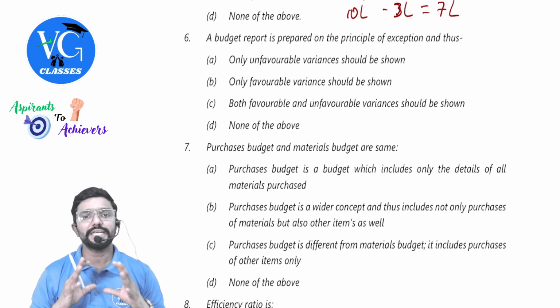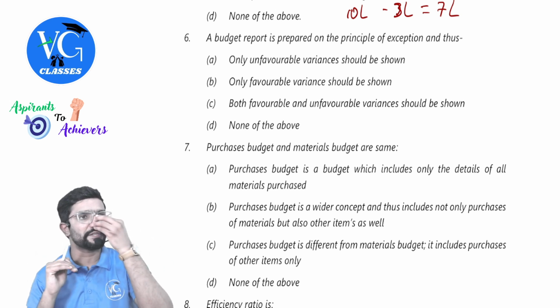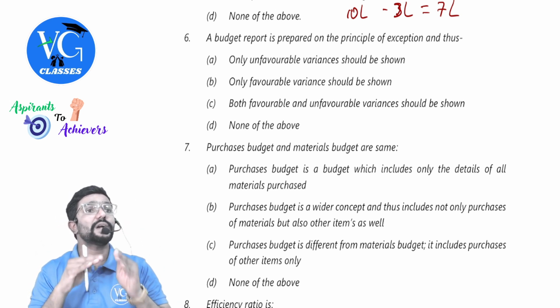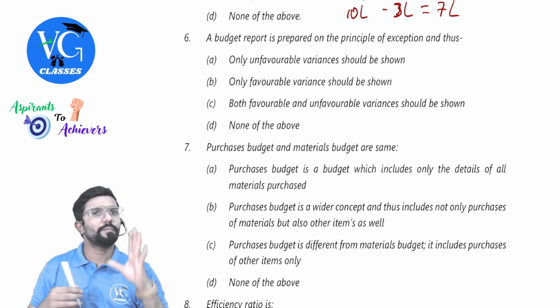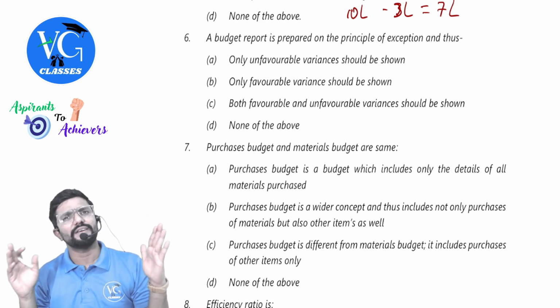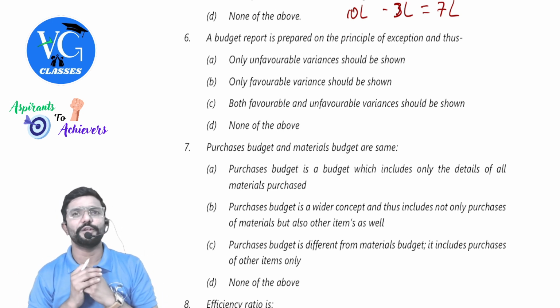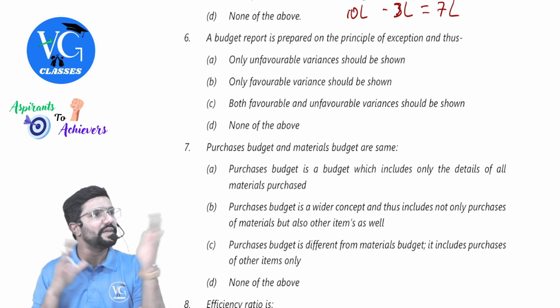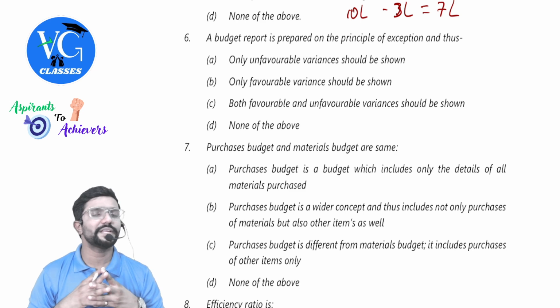Fifth one. A budget report is prepared on the principle of exception. The principle of exception means only focusing on what I couldn't achieve. For example, standard was 5 lakh, actual is 5 lakh. Will I focus on it? No, sir, variance is 0. My focus is only on wherever there is a variance.